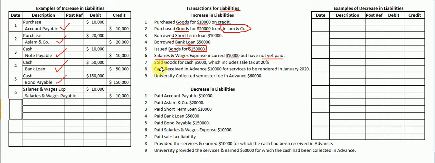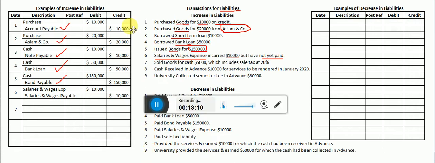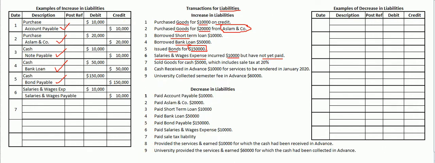Number 7: sold goods for cash $5,000, which includes sales tax at 20%. Okay, dear students, what does this mean? In this transaction we have a sales tax, and it is very important. You have sold goods for $5,000, and this $5,000 includes 20% tax.